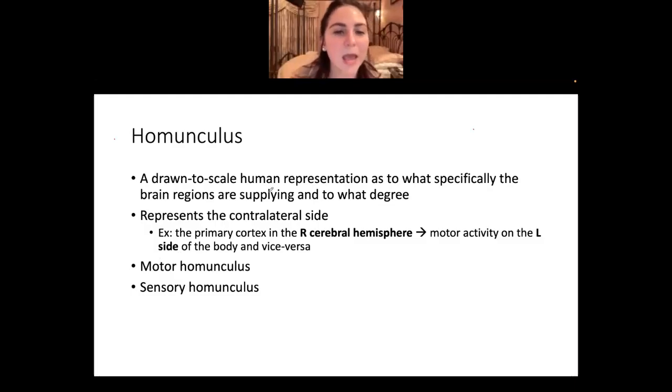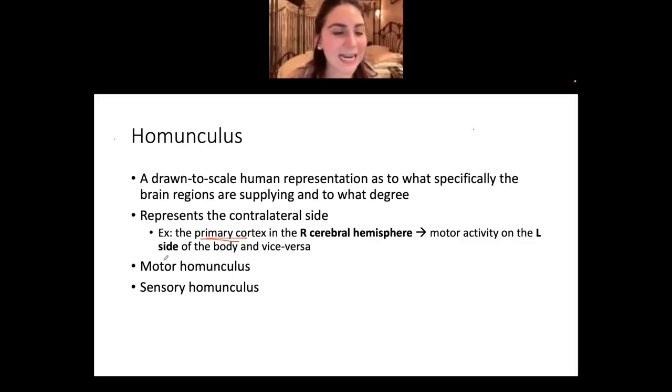Usually this represents the contralateral side. Again, remember, it's that whole thing where the left side of the brain controls the right side of the body and vice versa. So for example, the primary motor cortex, sorry, I said primary cortex, I meant primary motor cortex. The primary motor cortex in the right cerebral hemisphere leads to motor activity on the left side of the body, okay? And again, this is important for strokes.